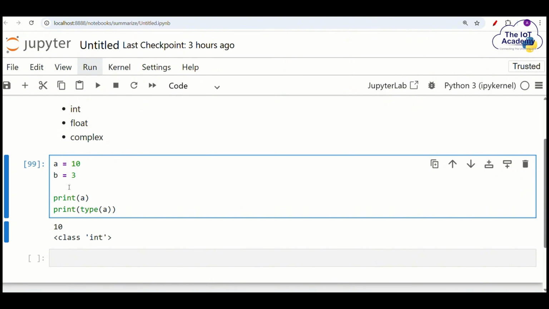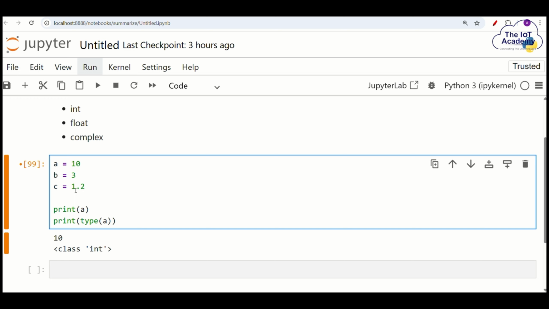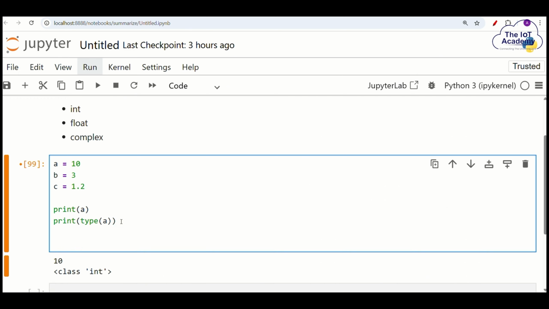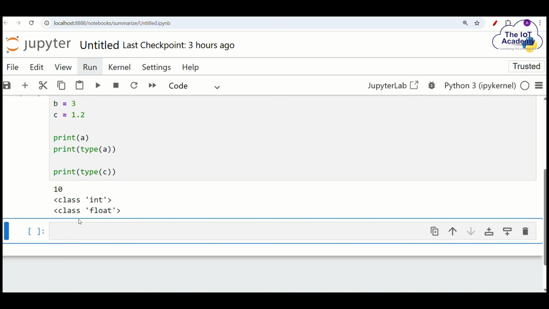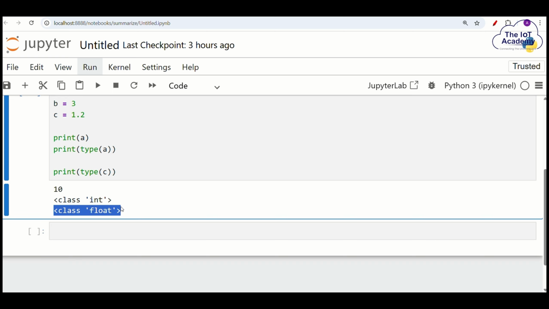What if you have a variable c equals 1.2? Anytime you declare a variable with a decimal number, Python will assume that and convert it into a float. So if you print the type of c, you should see float. And there you go, it's showing float right there.